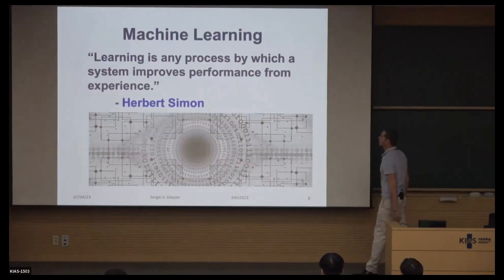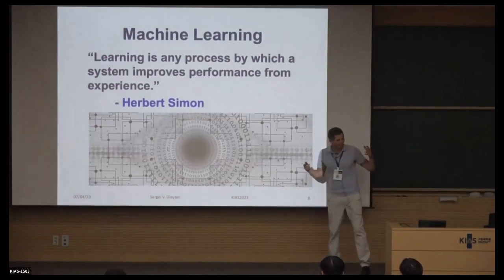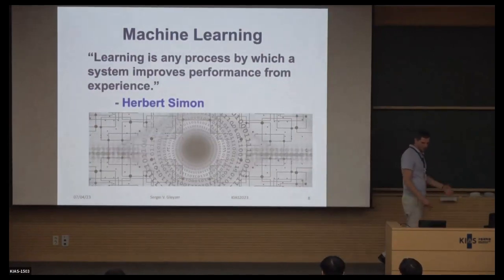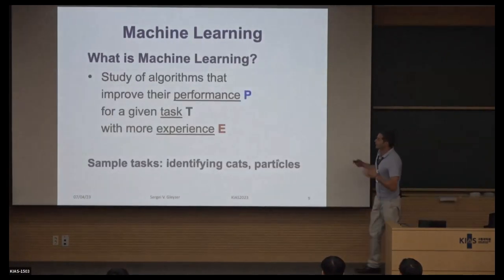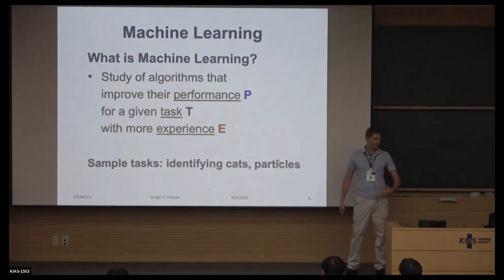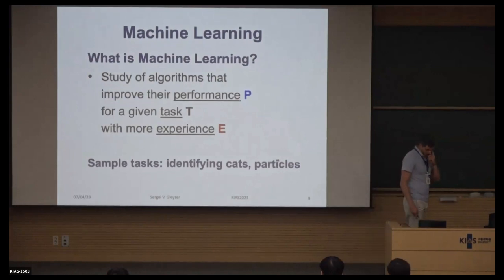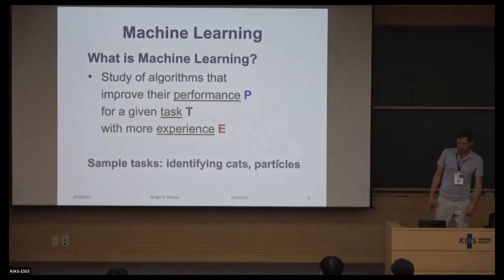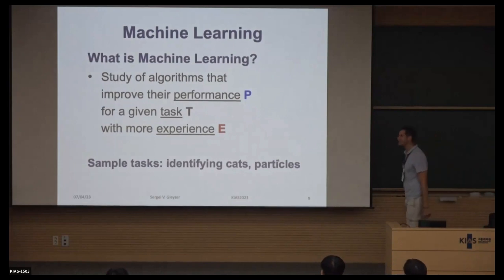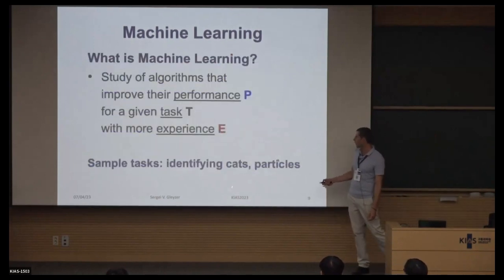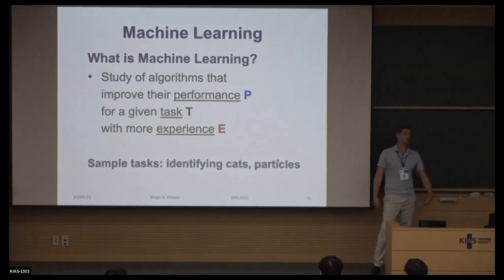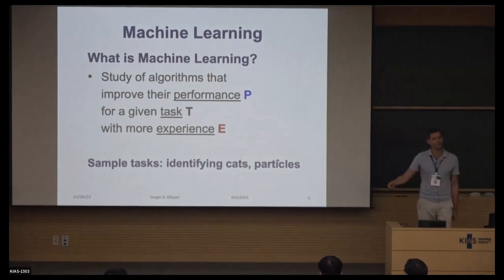But I like this quote from Herbert Simon: learning is a process where your system, whatever it is, improves its performance based on experience. I like this definition of machine learning, and this can extend also eventually to quantum. It's certain types of algorithms that can get better at a particular task with experience, and the kinds of tasks we have are identifying cats and dogs, but if you're a physicist, maybe Higgs bosons, dark matter, right? Whatever floats your boat.